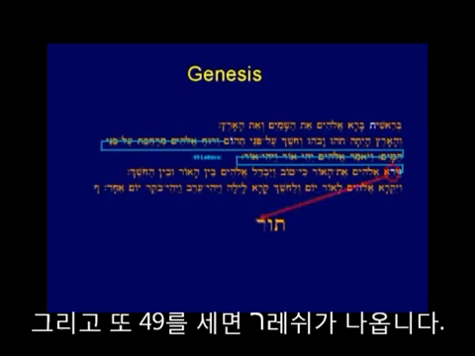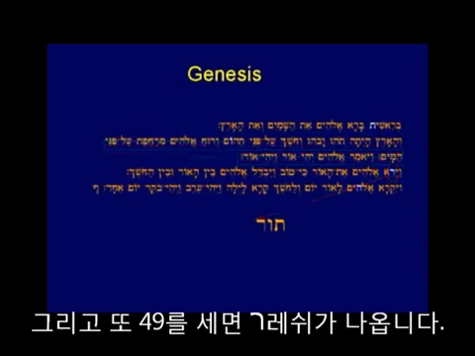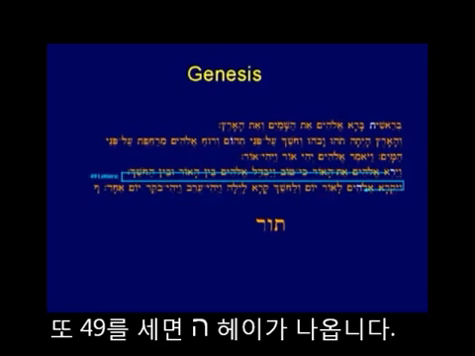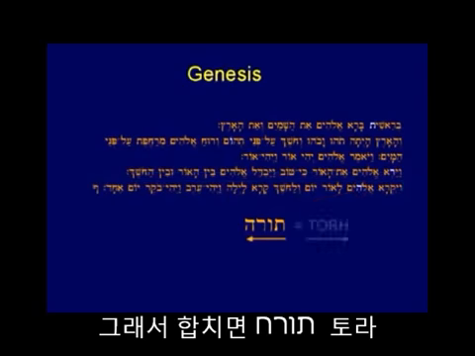You count 49 more letters, and you come to a resh, which is sort of like our R. And you count 49 more letters, you come to a he. So those are the 4 letters spelling Torah.